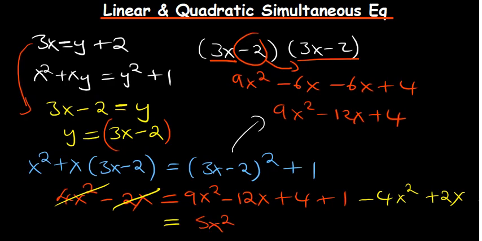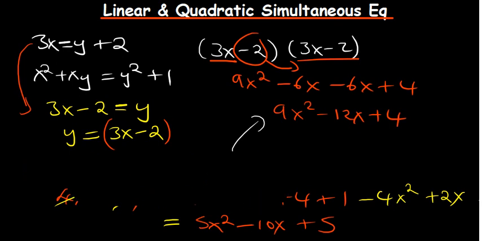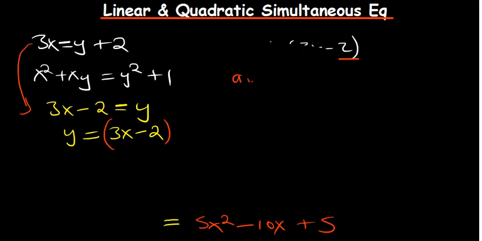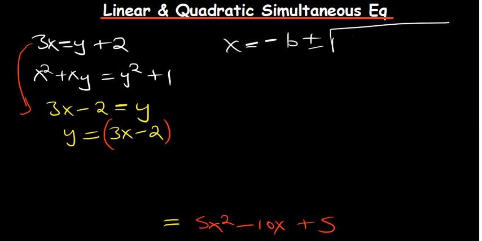Negative 12x plus 2x is a minus 10x. And then 4 plus 1 is just 5. So we have a quadratic function there. So we can answer the quadratic equation we have using the quadratic formula, which you can easily remember the more you get to practice. So our x is equal to negative b plus or minus the root of b squared minus 4ac over 2a. So I'm just able to remember that.